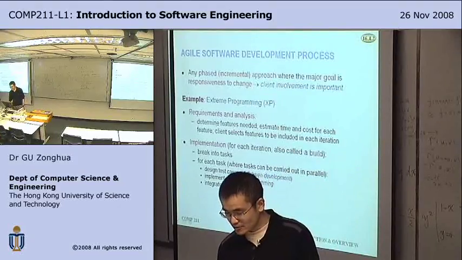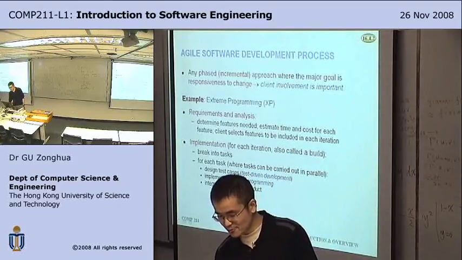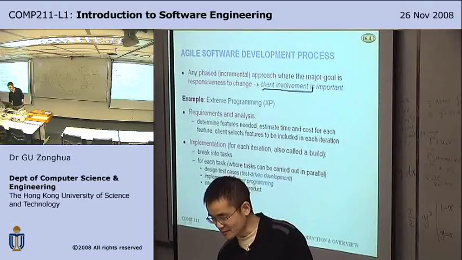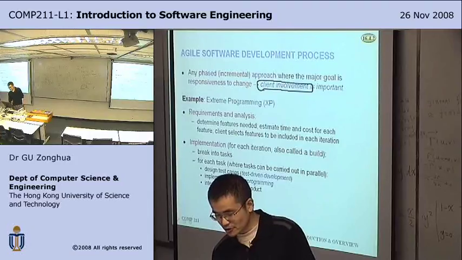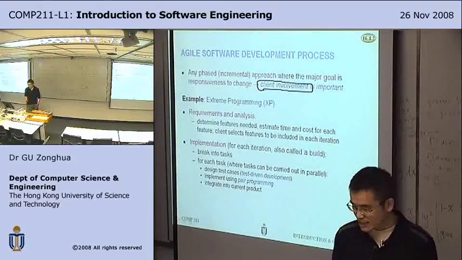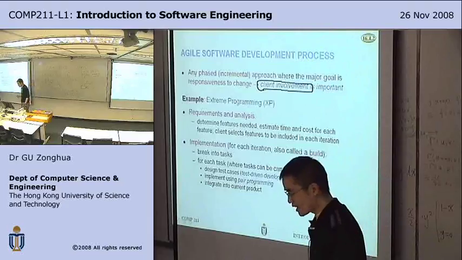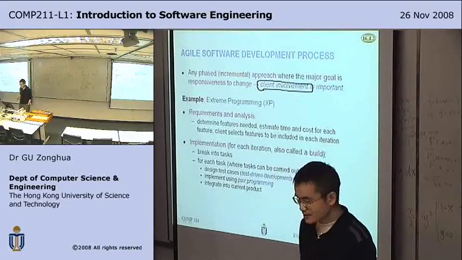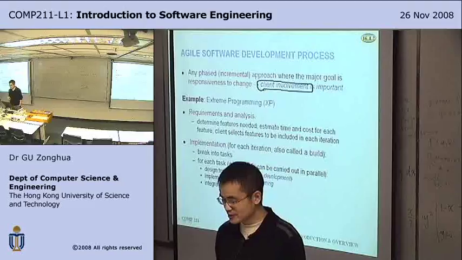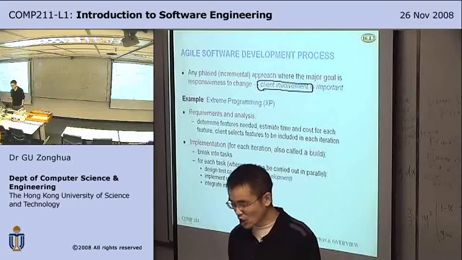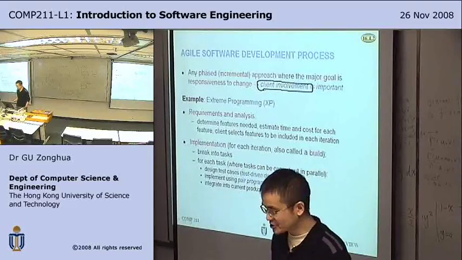So Agile is the phased approach where the major goal is to be responsive to change with the client involvement. So in a typical, say, waterfall process, clients are involved in the requirement stage, and then they are not involved until the delivery. But in Agile, the client is involved at every step.